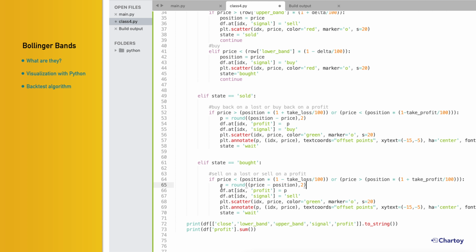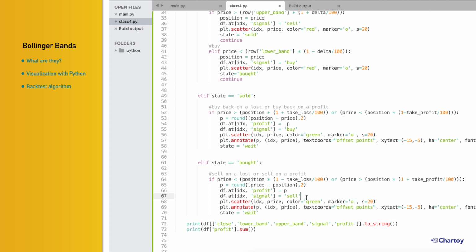So in this case, here we calculate the profit. The profit is the price now, the price we sell, minus position, which is the price we bought, and we round it like we did before. Then we're just going to mark the profit column here.